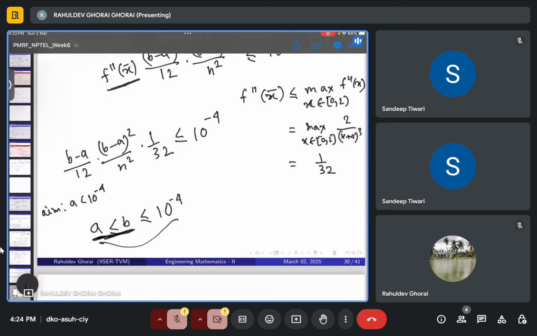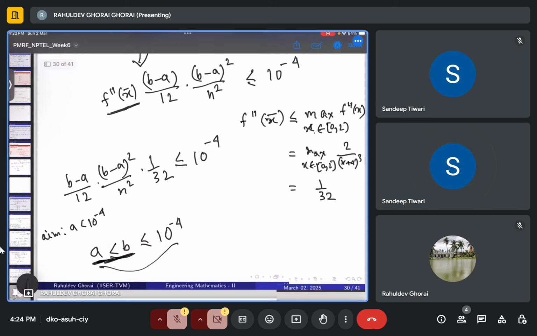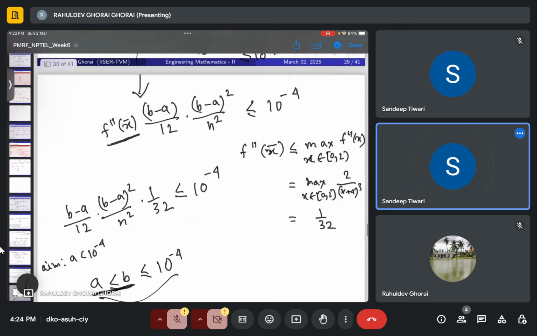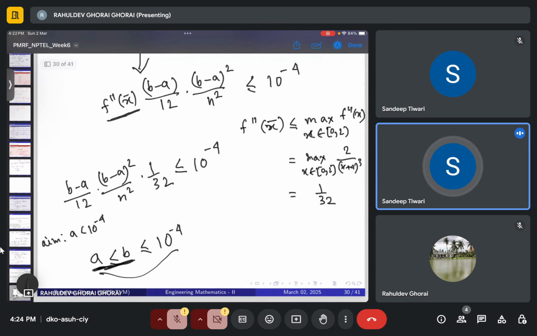So a, I know, is less than or equal to b. Make b less than or equal to 10 to the minus 4, then a will also be less than or equal to 10 to the minus 4. Yes, sir. Got it. So then what is b and what is a? b is 2.